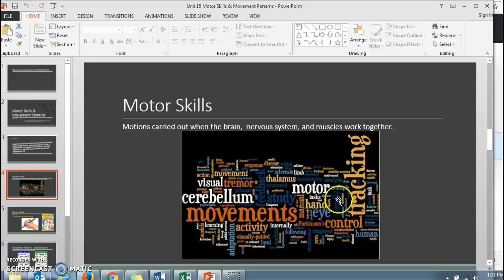And this little wordle right here has a lot of the cool phrases that are associated with biomechanics and motor skills. The bigger the word, the more commonly used in association with biomechanics and motor skills. So tracking, that's a pretty good one. That means as I'm moving this along the screen, I could be tracking something, like I want to move it to the tracking word, and I'm doing that. So I'm tracking while I'm trying to find the word tracking.